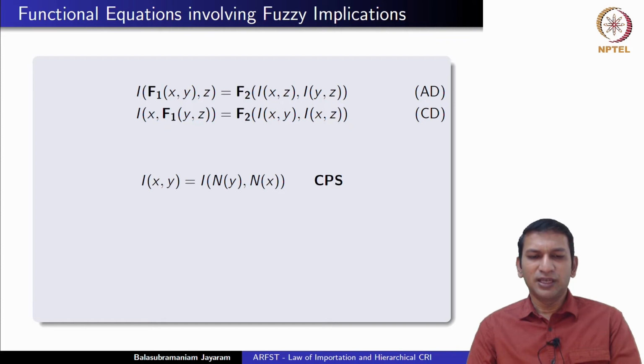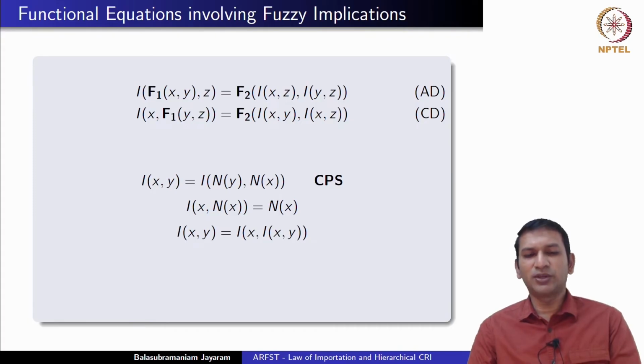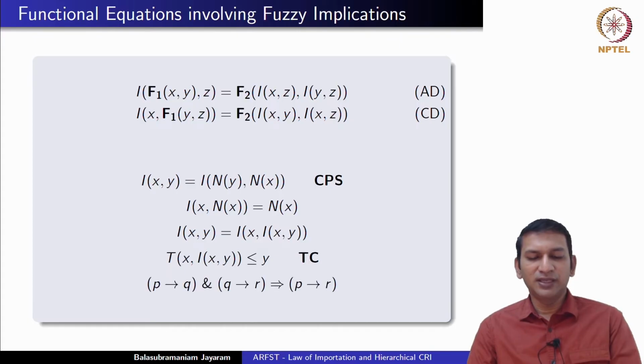For instance, x implies y is equivalent to negation y implying negation x. This is the contrapositive symmetry. So we could also think of this as a functional equation. This is another functional equation, I of x comma Nx is equal to Nx. And this is called the iterative functional equation, I of x, y is equal to I of x, I of x, y. This is the T-conditionality that we have seen. This is called the hypothetical syllogism.